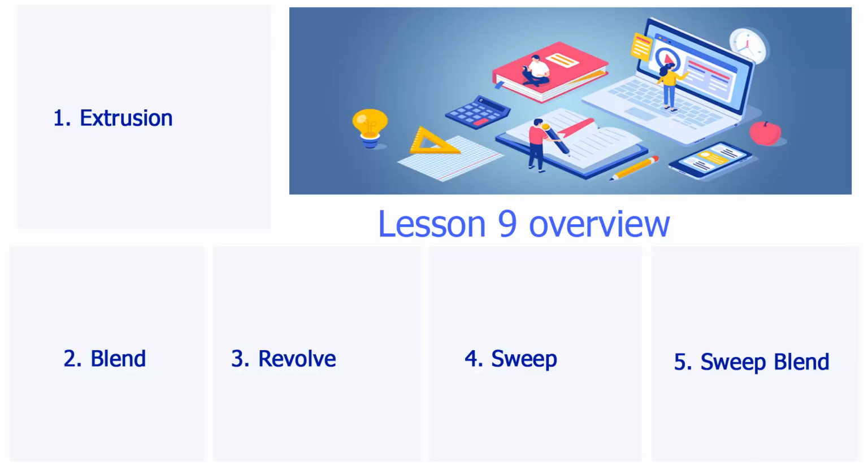There will be 5 family skills in total. They are extrusion, blend, revolve, sweep, and sweep blend. In this lesson, we will learn these skills.